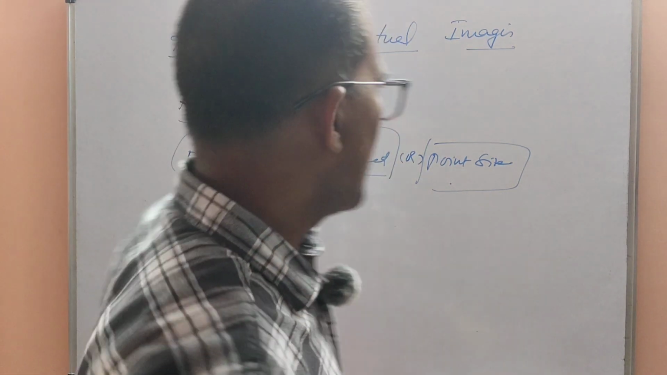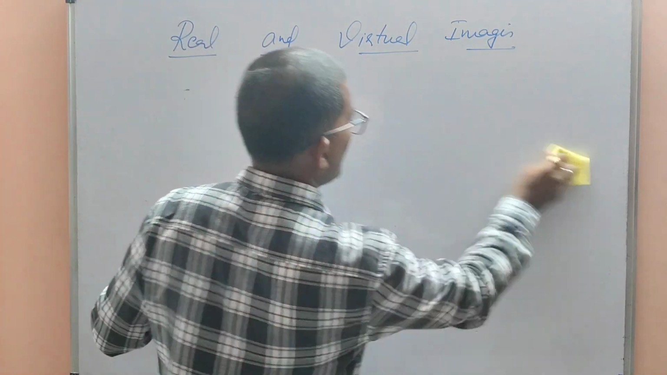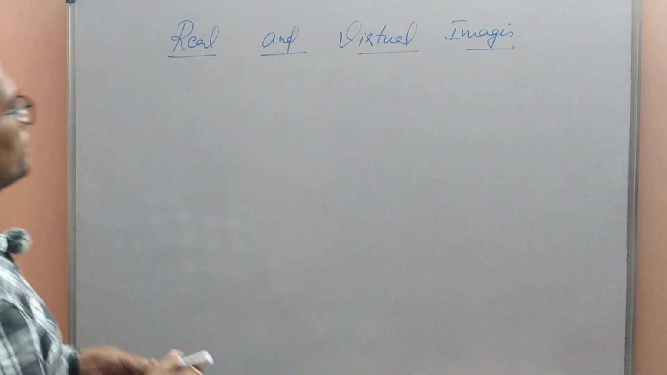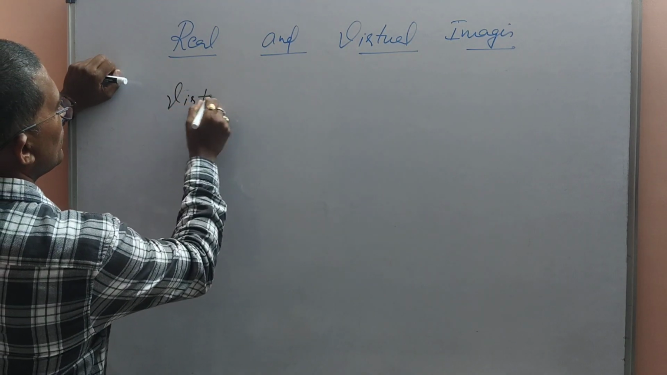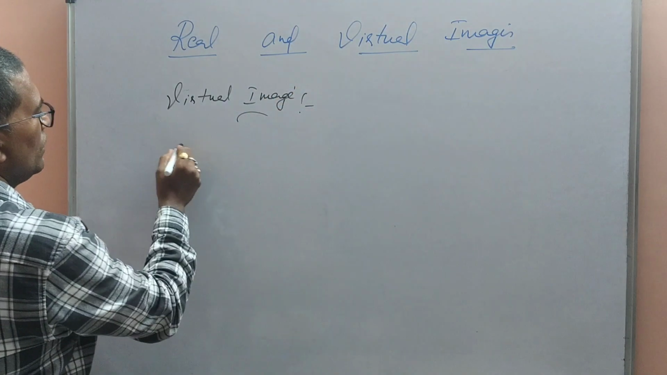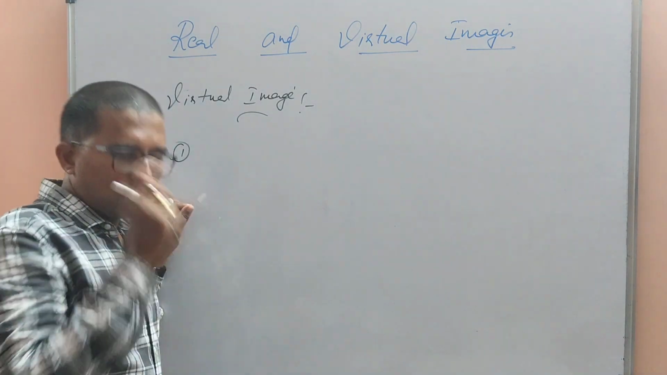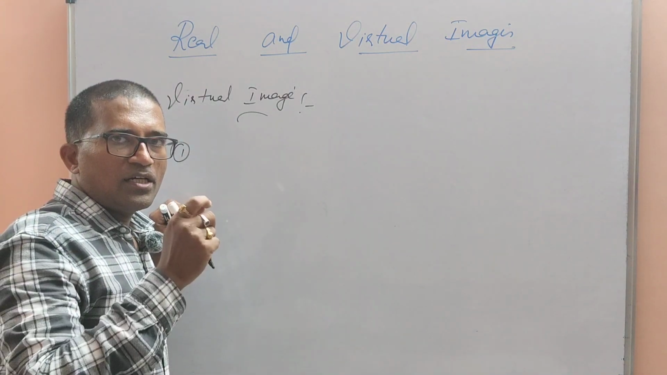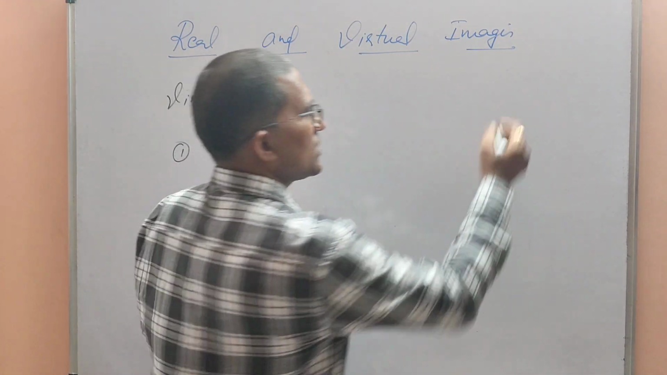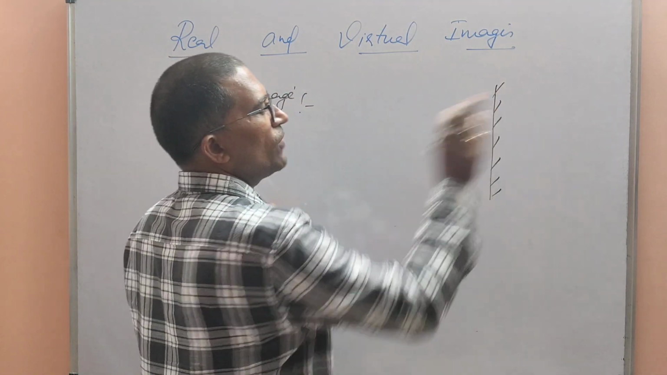Next one is virtual images. What is the meaning of a virtual image? The first point in virtual images: virtual images are the type of images which are formed if the reflected light rays diverge. These are formed if the reflected light rays diverge. Now, a plane mirror can form virtual images.